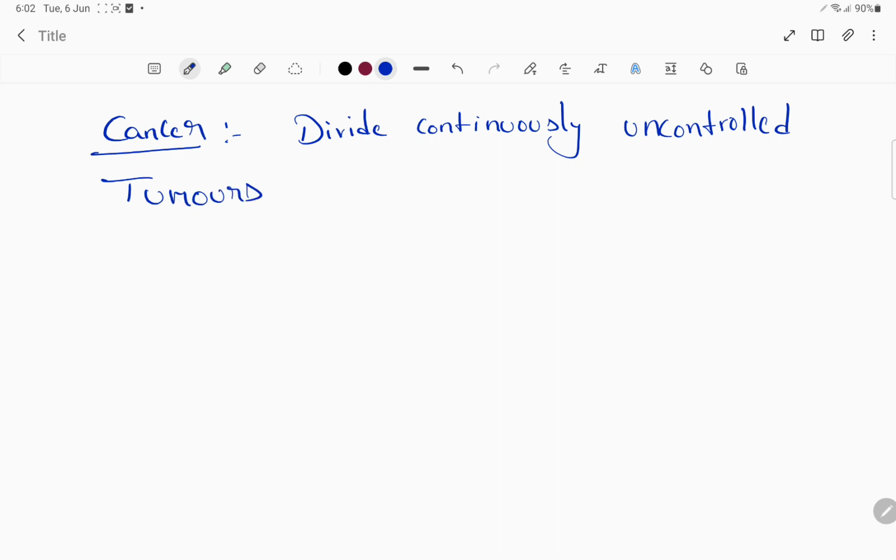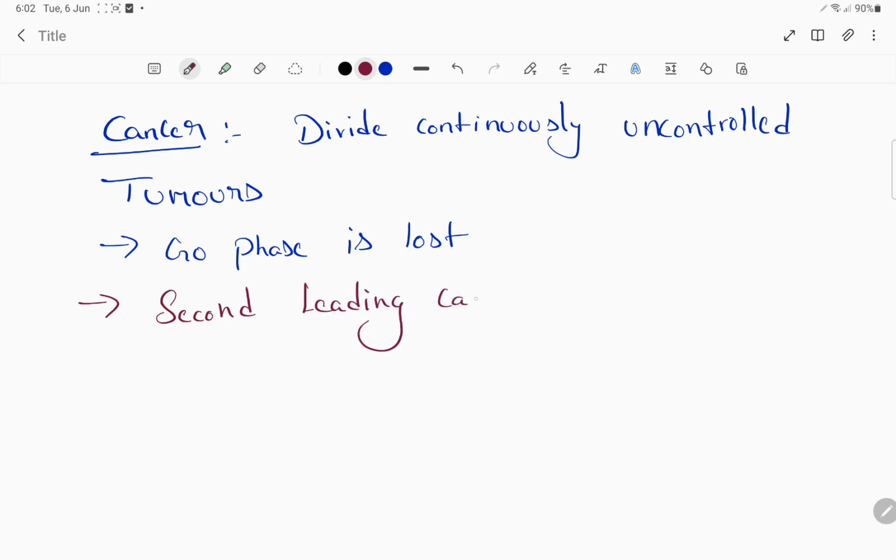Because of the loss of regulation, it will cross the G0 phase. So the G0 phase is lost and the cells will be continuously dividing. The second leading cause of death is cancer.